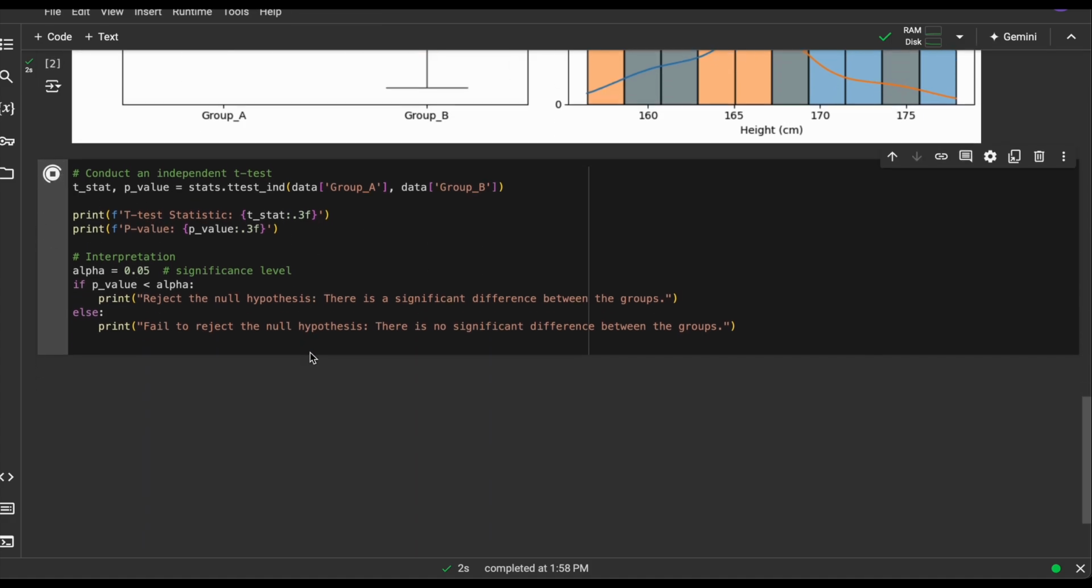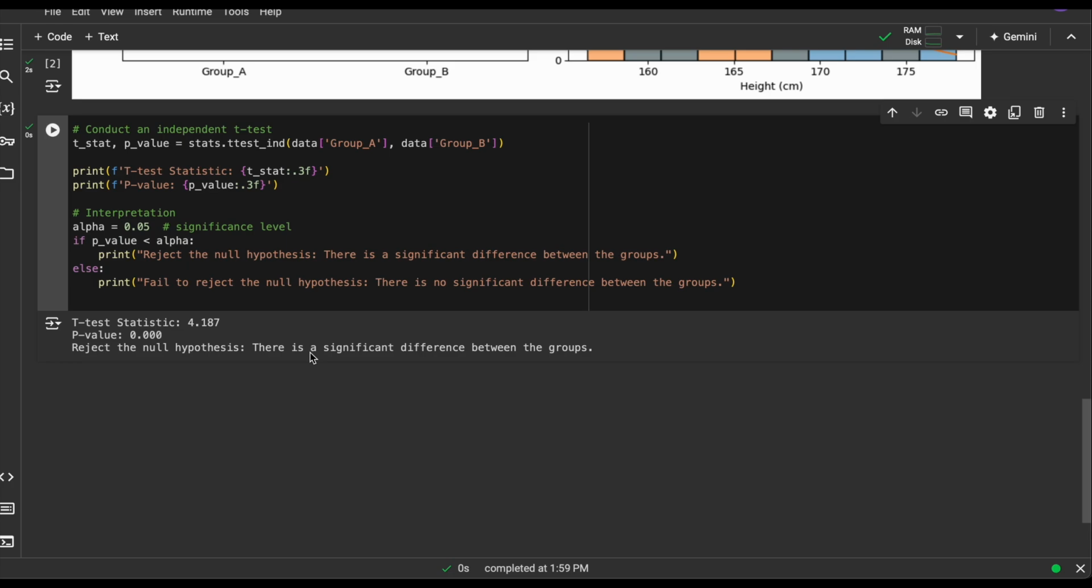Then I run it. The p value is 0.00, and the t statistic is 4.187. There is a significant difference between the groups. This is why we use the t statistic to compare two groups.